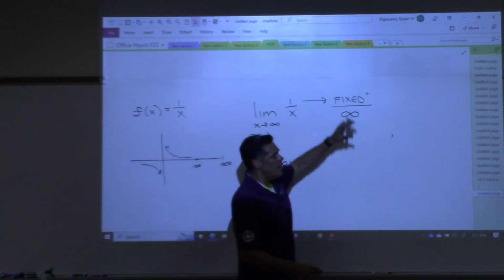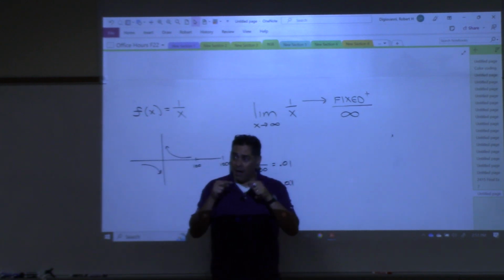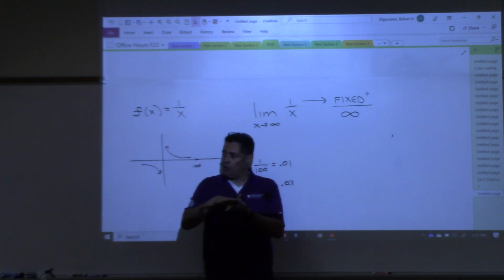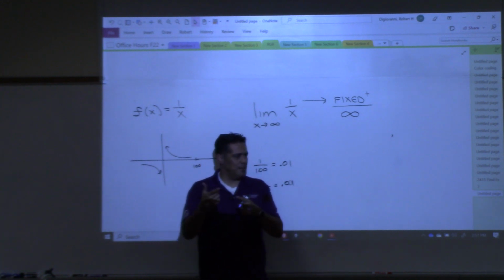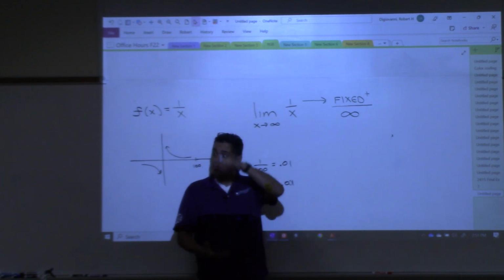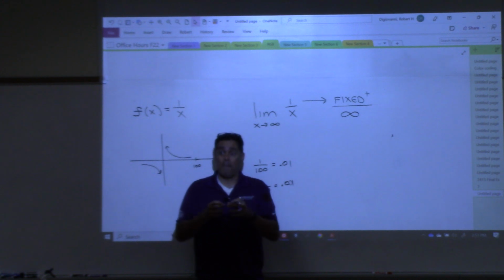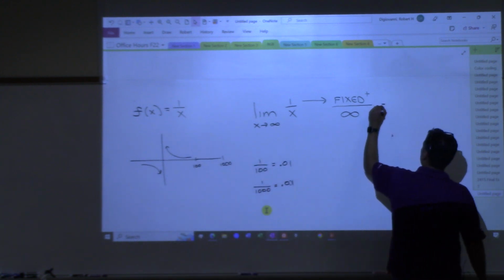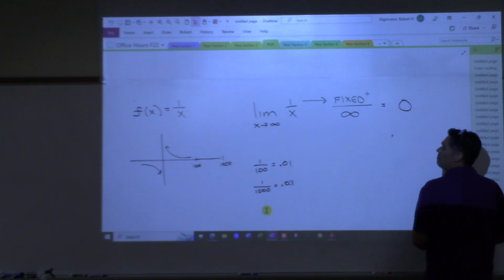So we have a fixed number on top, and the denominator is getting big. That ratio gets small. It's the opposite of what just happened, isn't it? Before we were saying if it's fixed and the bottom goes to 0, then it gets huge. Here we're saying fixed over big gets small. So this should head to 0.